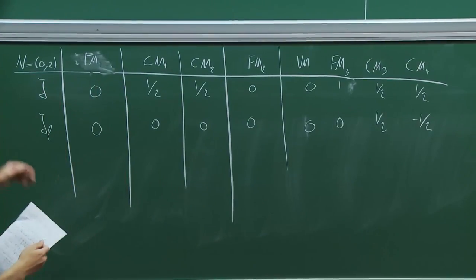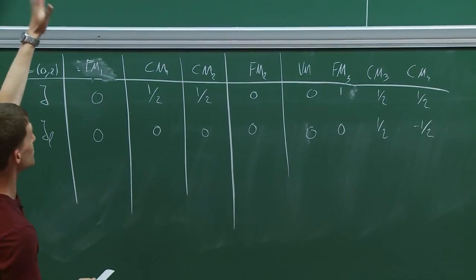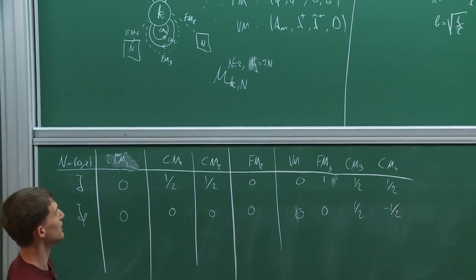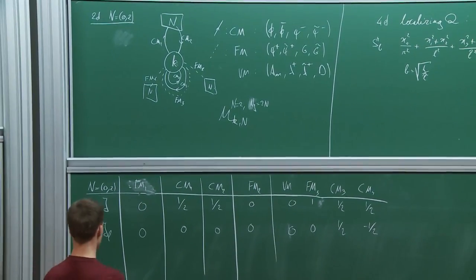Okay, so this was not very illuminating. I just gave you the answer. These are the charges of the various multiplets under these two flavor symmetries. Since they're flavor symmetries, all the elements of these multiplets should have the same charge.